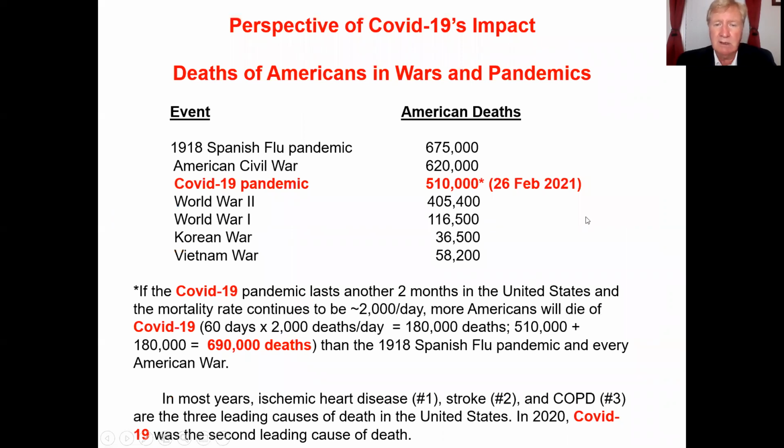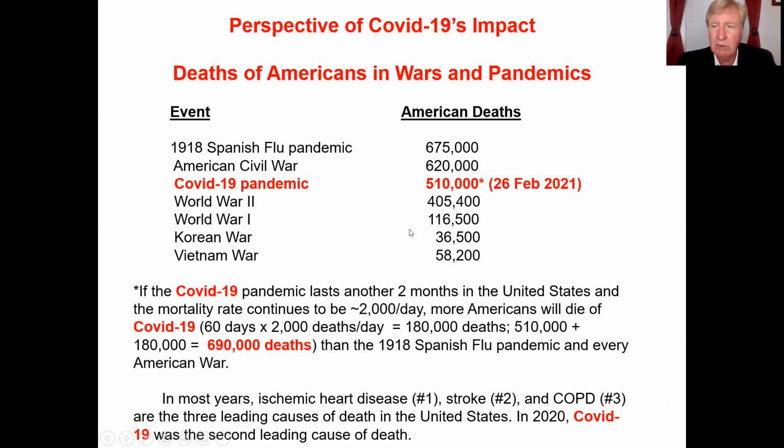Now this table puts the perspective of COVID-19 in the big picture of American deaths. So as of February 26th, there were 510 confirmed cases of death of COVID-19. And it's now varies the death rate between 2,000 to 3,000 a day. But if we say conservatively 2,000 a day, let's say that the pandemic lasts another 2 months at that rate, that's predicted to kill another 180,000. And if we add that to the 510, we'll get 690,000 deaths.